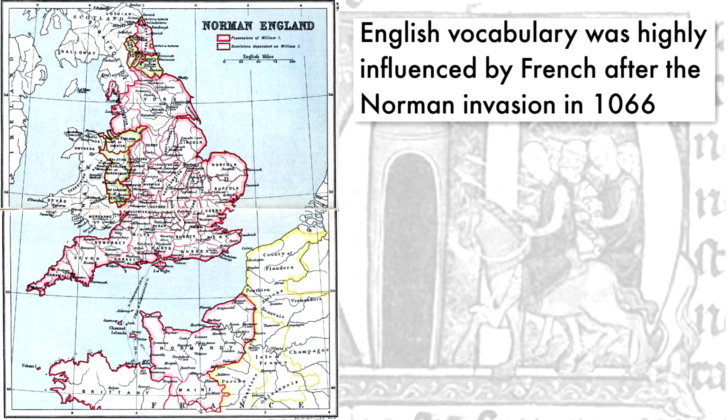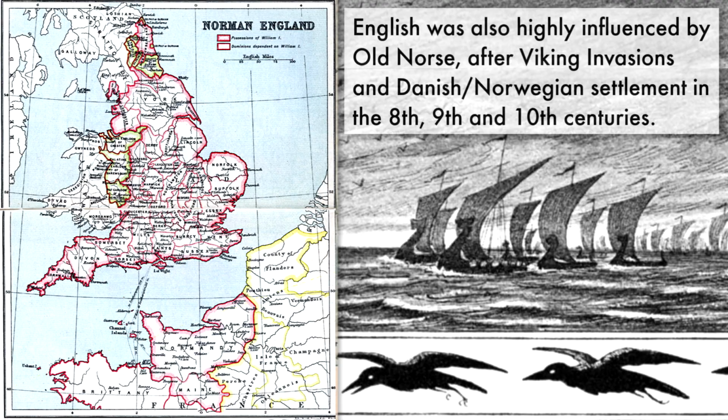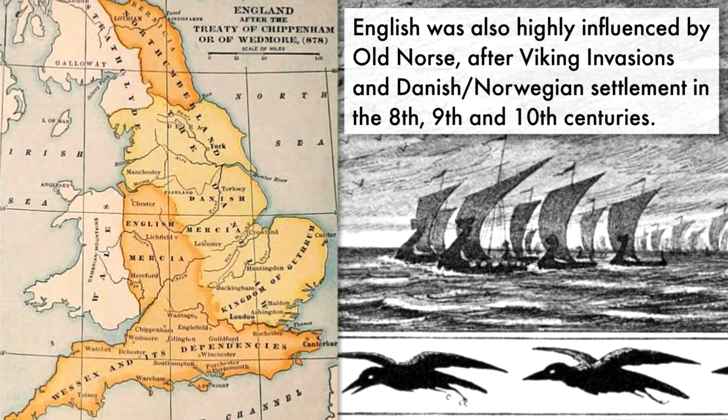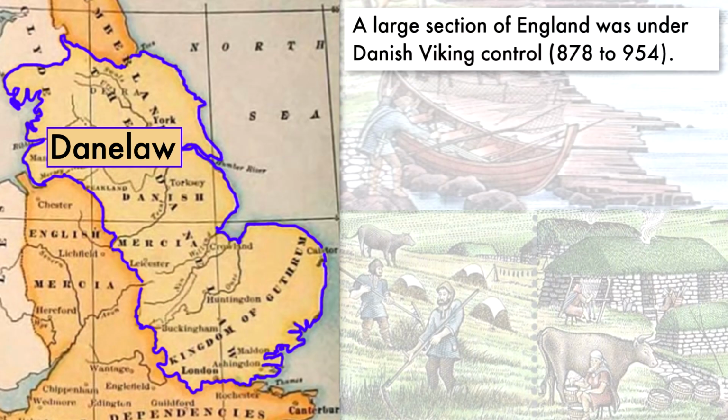English vocabulary was highly influenced by French after the Norman invasion in the 11th century and the subsequent control of England by the Anglo-Normans. But there's one more piece of the puzzle. English was also highly influenced by Old Norse after Viking invasions and Danish and Norwegian settlement in the 8th, 9th, and 10th centuries. A large section of England was under Danish Viking control from the year 878 to 954, at its largest around half of England, under a regime known as the Danelaw.